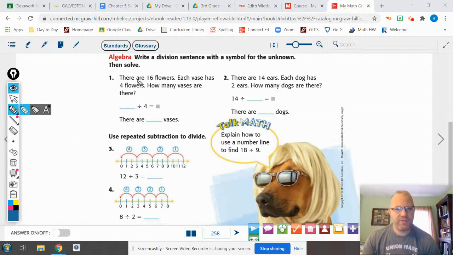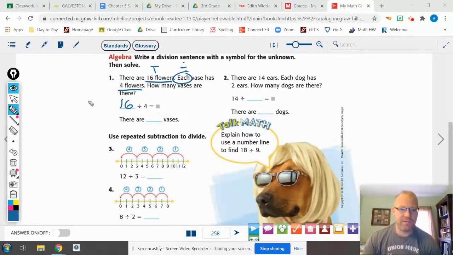Guided practice. So there are 16 flowers. Each vase has 4 flowers. So we have a total. We have "each," which tells us to divide. And then we have 4 flowers in each group. So how many vases are there? We know there's 16 total. 16 divided by 4 equals what?